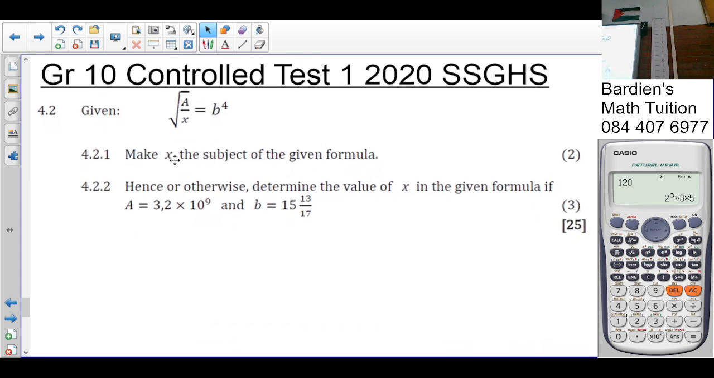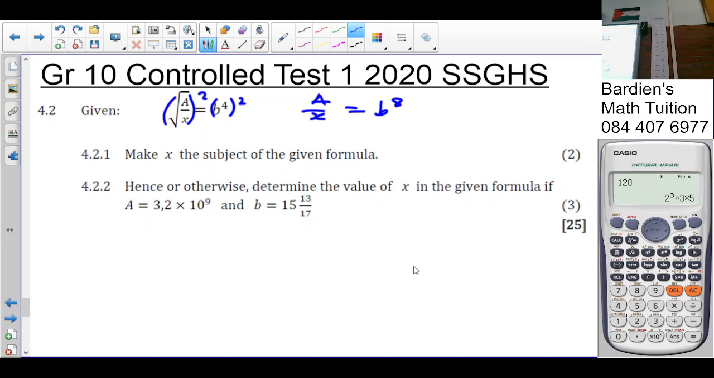The question in 4.2 says, given the square root of a over x is equal to b to the 4. Okay. It says make x the subject of the formula. So what do I do first here? We're going to square both sides to get rid of the square root. Not so. So squaring both sides will give me a over x equals b to the 8th.